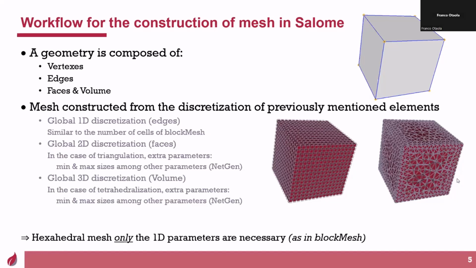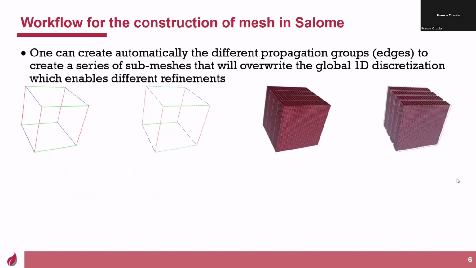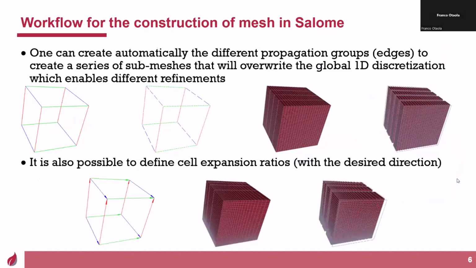Obviously, for structured meshes, as is the case for blockMesh, the 3D mesh only depends on the first discretization, the 1D discretization. So Salome allows us, as in blockMesh, to differentiate the different directions. We can give different refinements in each direction, and also tell in which direction we want the expansion ratios. For example, we can make an anisotropic geometry.